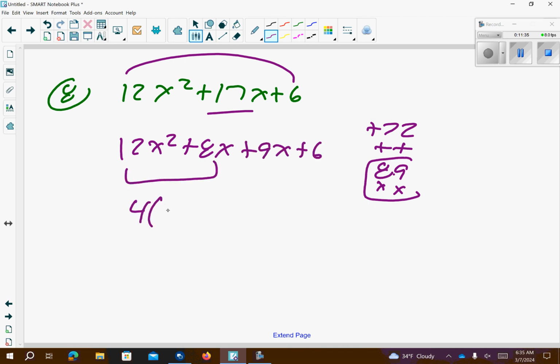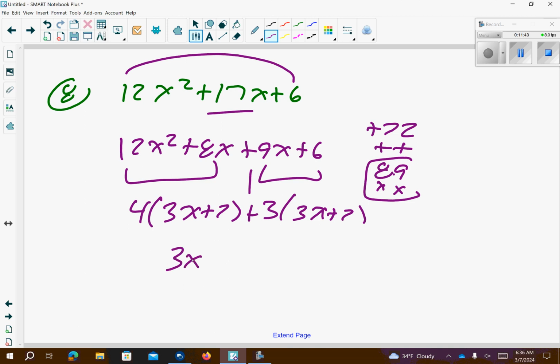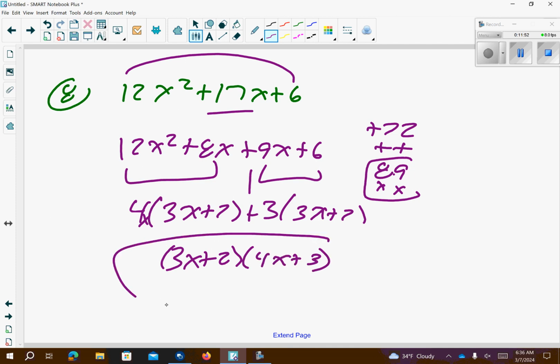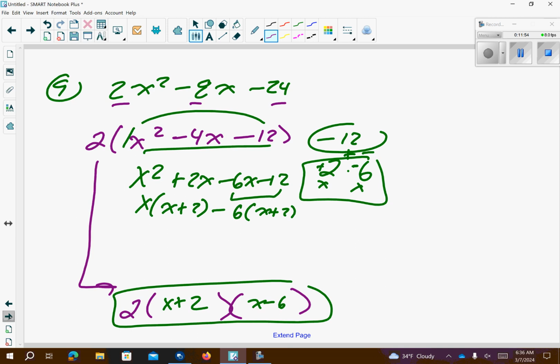Factor a 4 out of those, so that's going to give me 3x plus 2. Bring down the positive. Factor a 3 out of those, that's 3x plus 2. So there's my answer, 3x plus 2. That was a 4x I factored out there, sorry about that. And then 4x plus 3. Here's my answer. There's number 9.